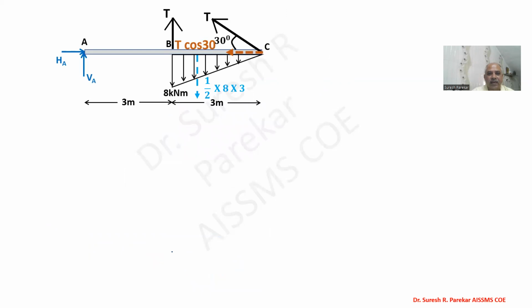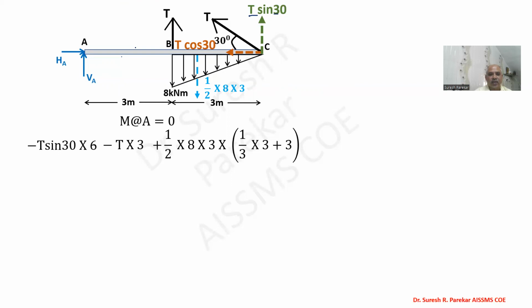In the next diagram we have T cos 30 and T sin 30, and the total load 1/2 into 8 into 3. Now taking moment about A equal to 0, due to T sin 30 we have an anti-clockwise moment, so minus T sin 30 into 3 plus 3, that is 6. Then due to this T, also anti-clockwise, we have minus T into 3. Then we have plus the moment due to this.